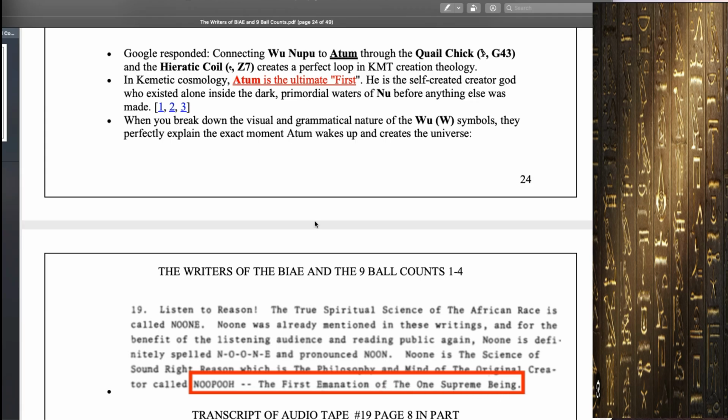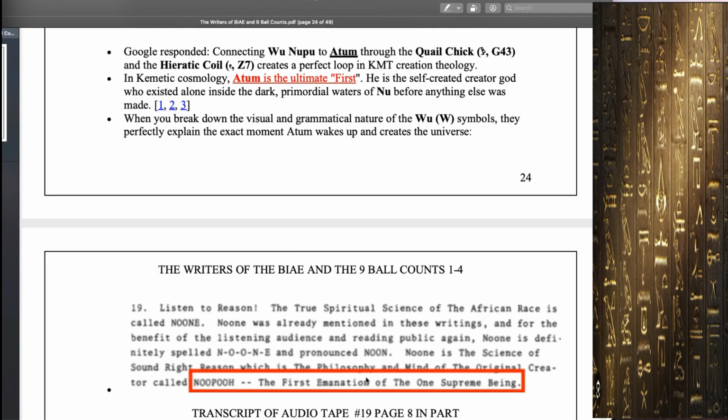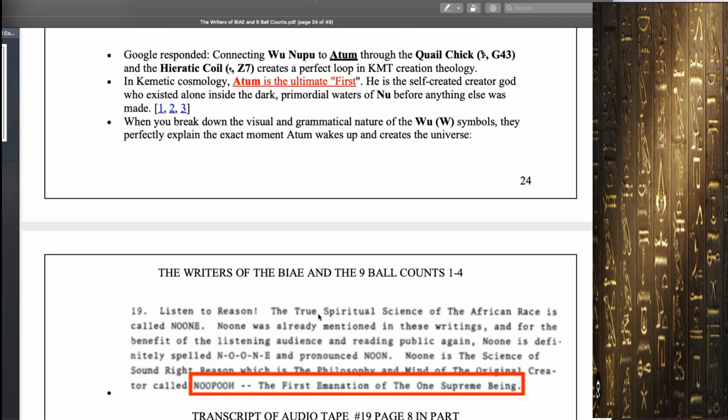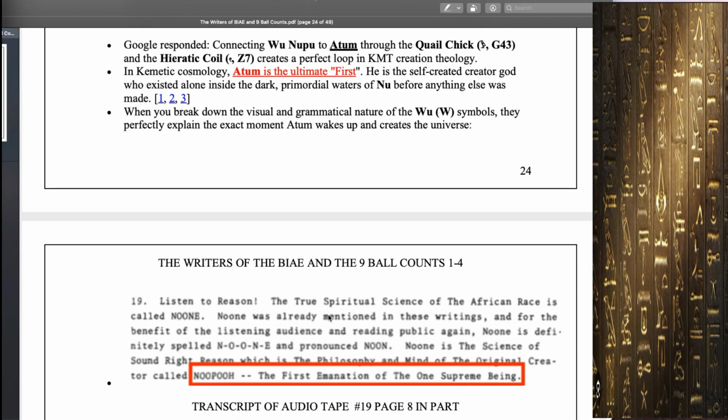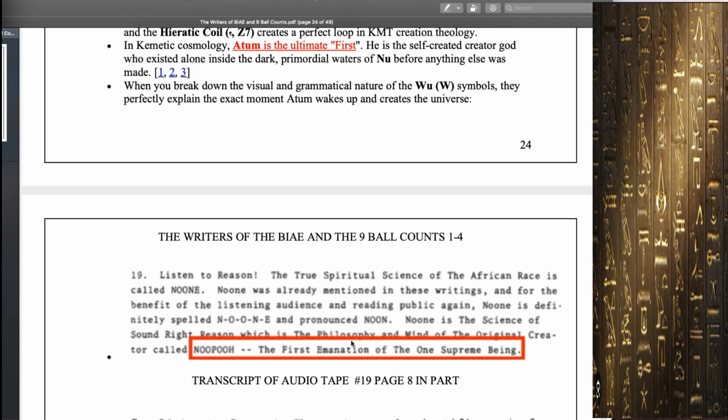All right, so here, the ancients called NOOPOOH Atum as a singular. All right, but NOOPOOH is the original. Another word for original is what? The first. All right. Transcript of audio tape number 19, page 8 in part.